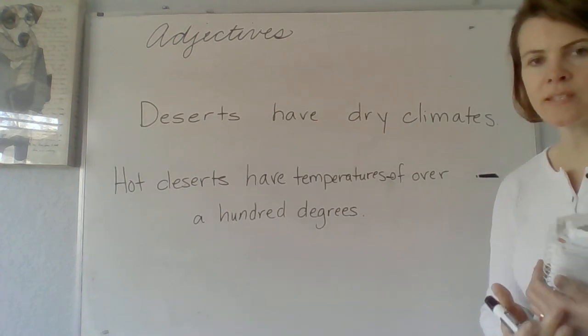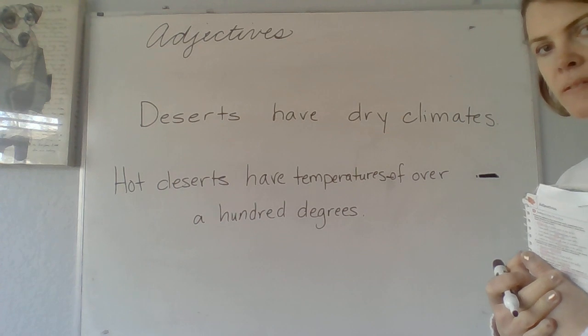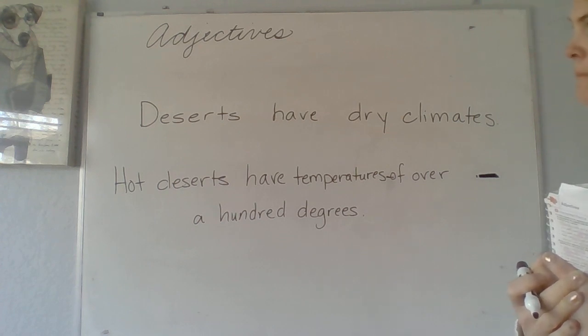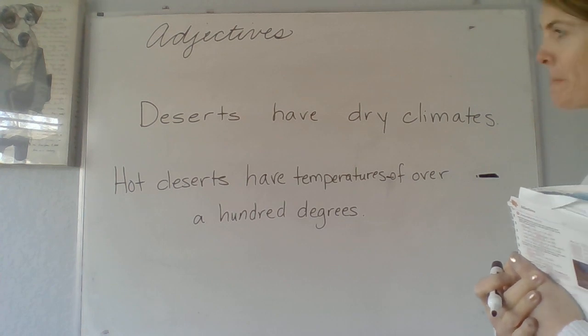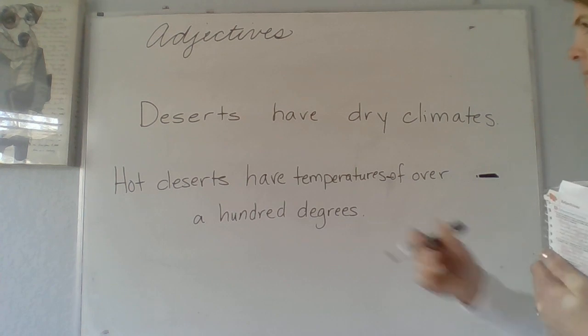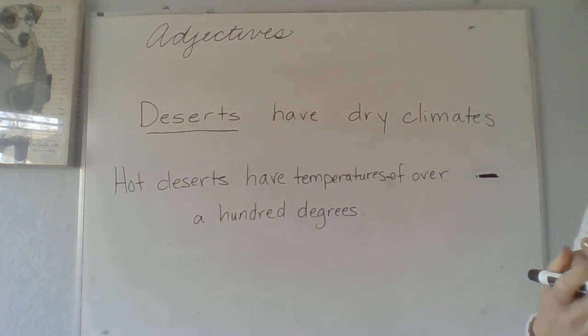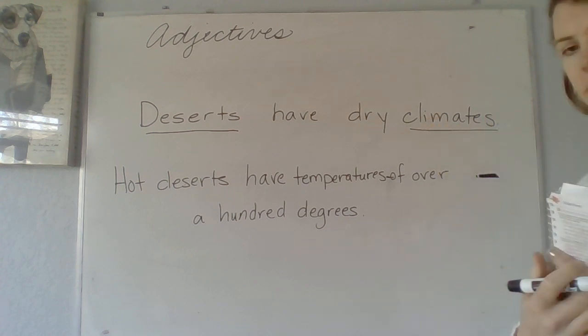Let's find the nouns in this sentence. Deserts have dry climates. What are the nouns in this sentence? Remember, nouns are persons, places, or things. Did you find one? Deserts, that's a place, also a thing. Anything else? Climates. Climates are a thing.